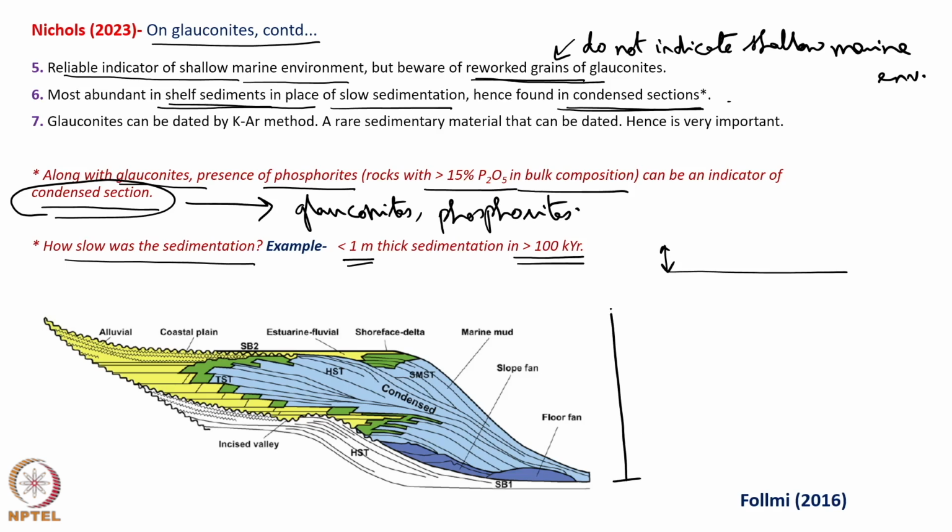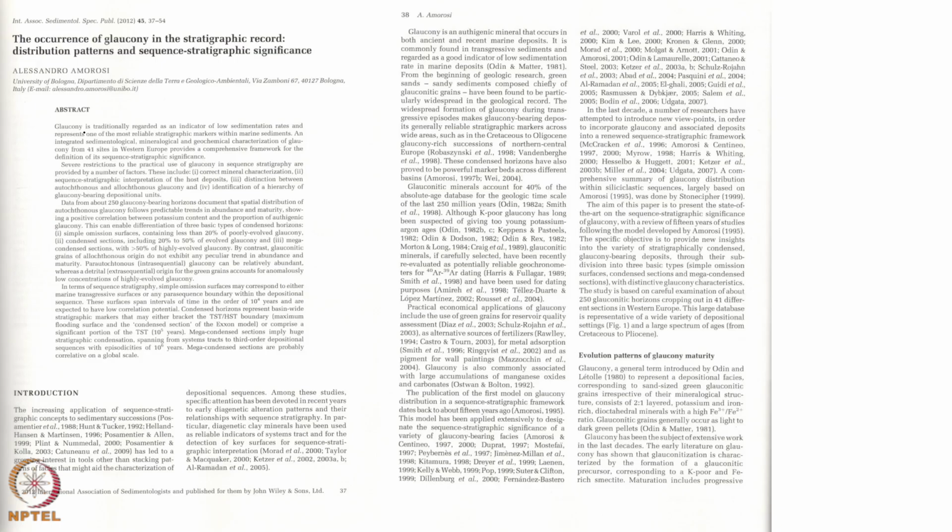In the sequence stratigraphic framework, if a very slow rate of sedimentation has happened at some part, then the condensed section can be produced, and this can be the place of finding out glauconites and phosphorites. In fact, based on that, the condensed section can be worked out. As in glauconites, glaucony also traditionally has been regarded as an indicator of slow sedimentation rate, and it is one of the most reliable stratigraphic markers within the marine environment.